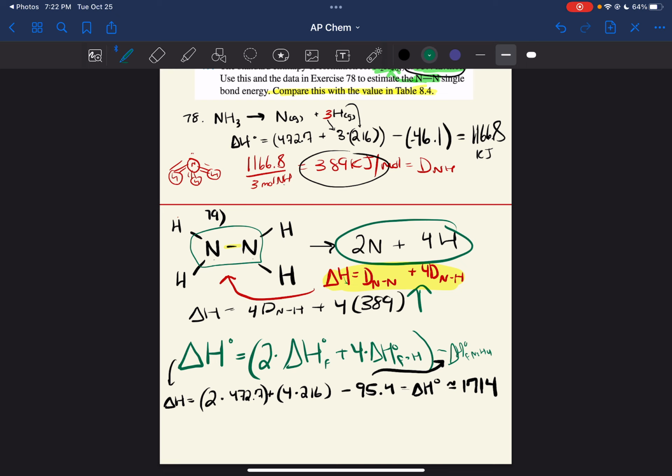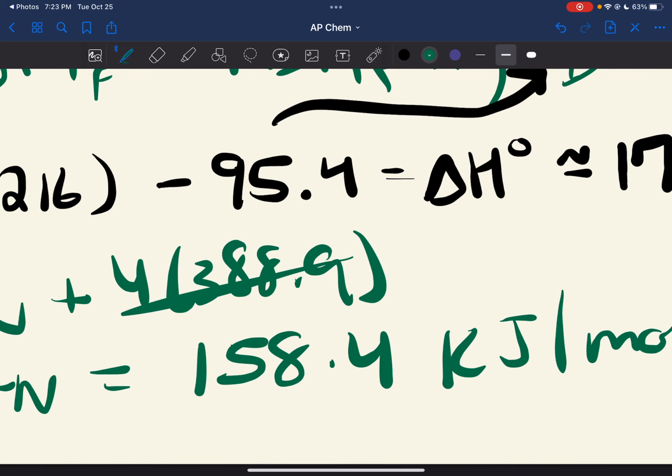So you have your total, which is 1714, equals D of N-N plus 4 times 388.9. Multiply out, subtract, and you get your D of N-N equal to 158.4 kilojoules per mole. And when you compare this to the table, it has a value of 160. So you can see that this is a correct method.